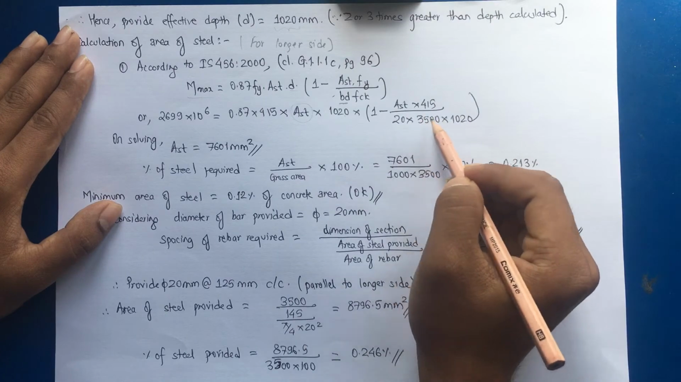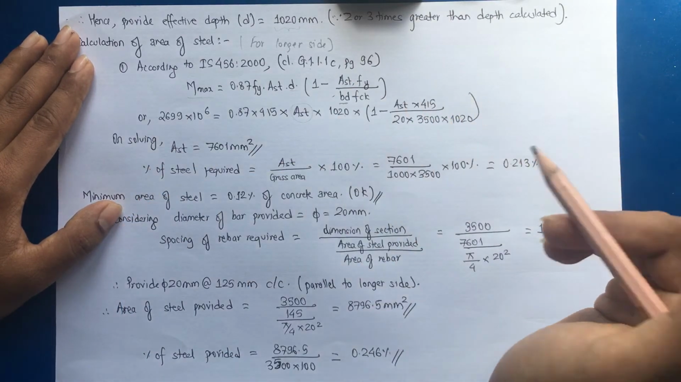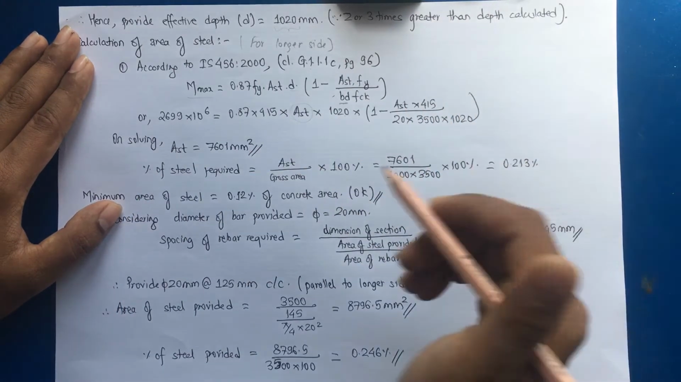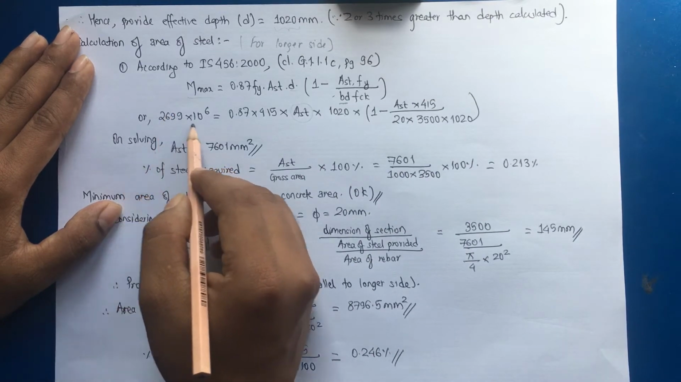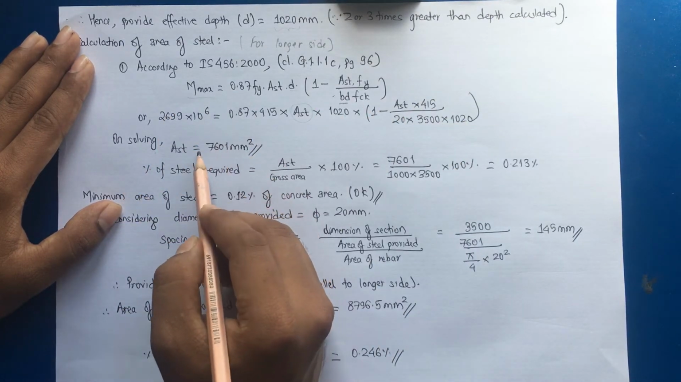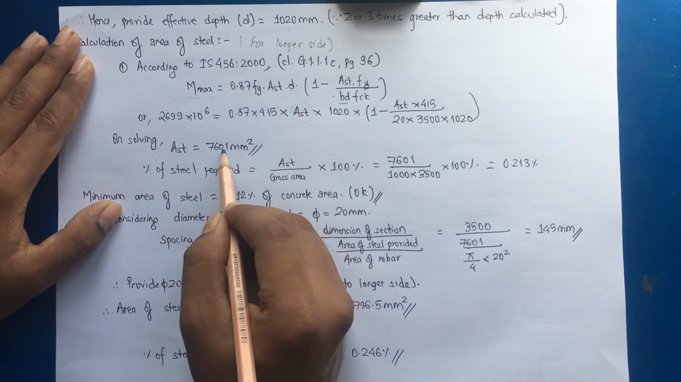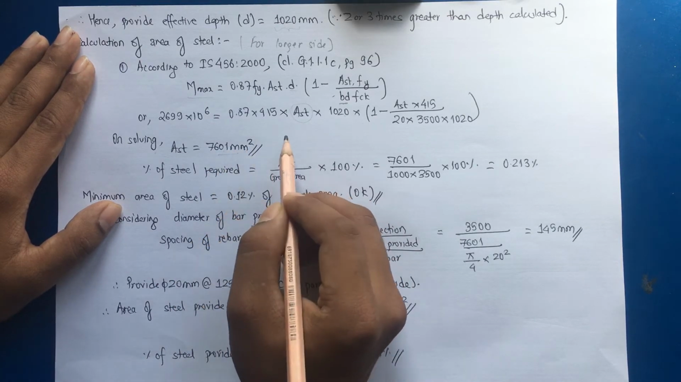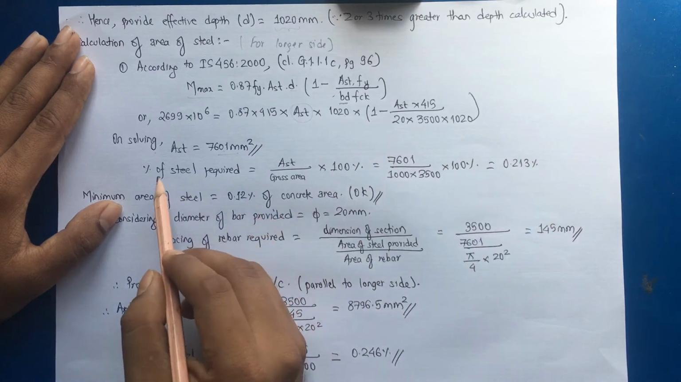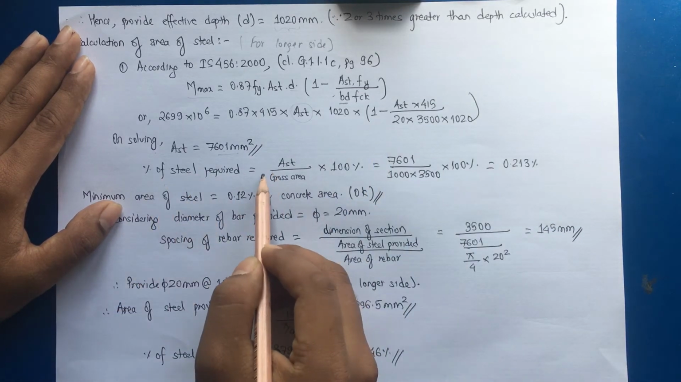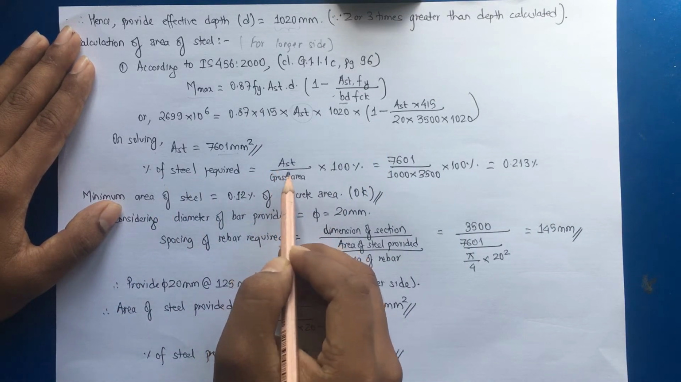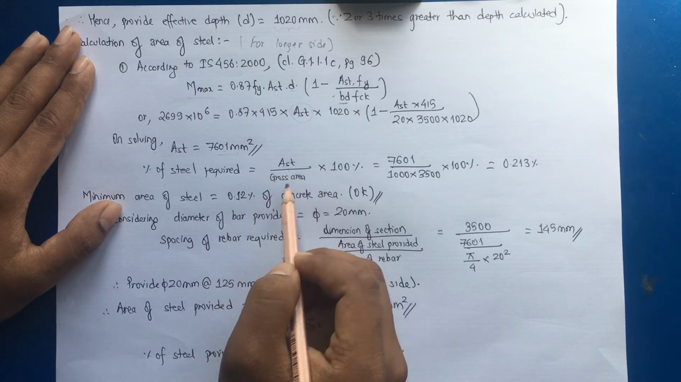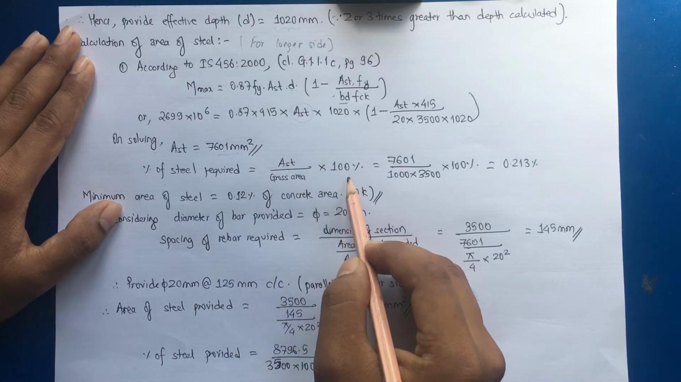so 3500, and this may be different for a sloping footing, with a sloped surface. On solving, just using the calculator, we get the area of steel as 7601 mm square. Don't get confused, this is mm square, not mm square per meter. Percentage of steel required is equal to area of steel required divided by the gross area, that is the area of the concrete, into 100%.